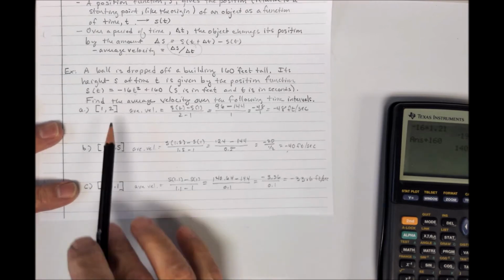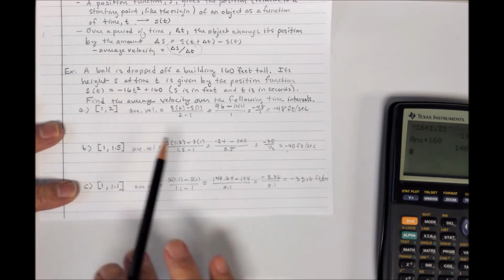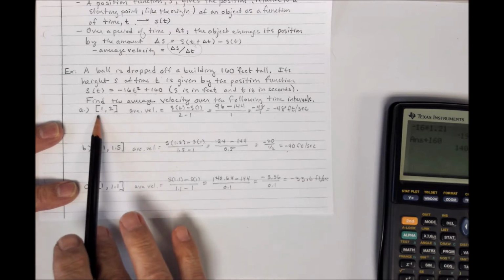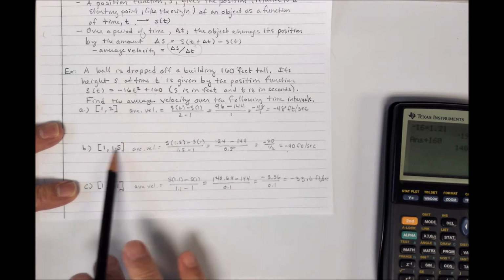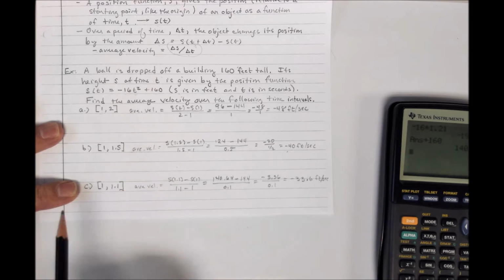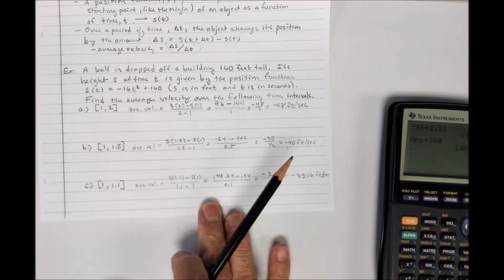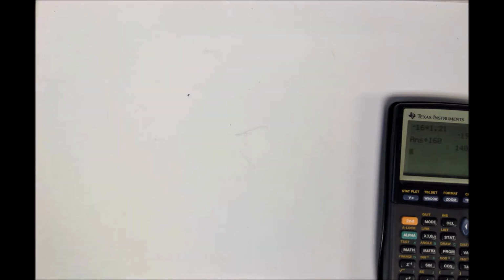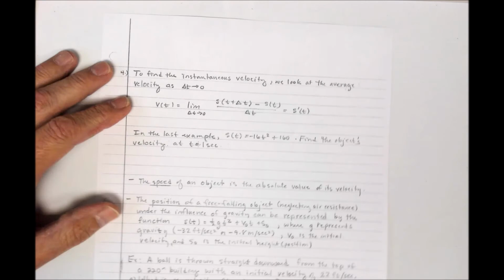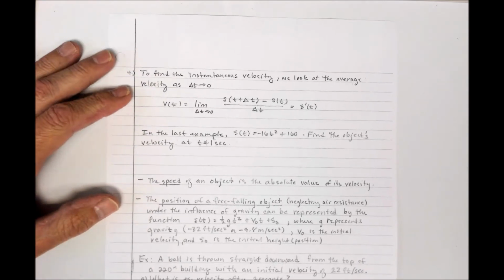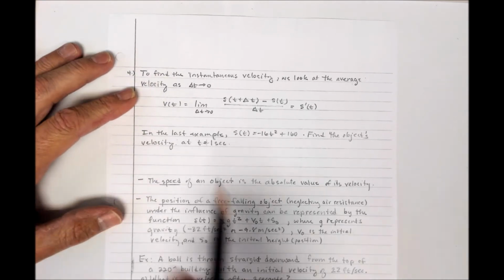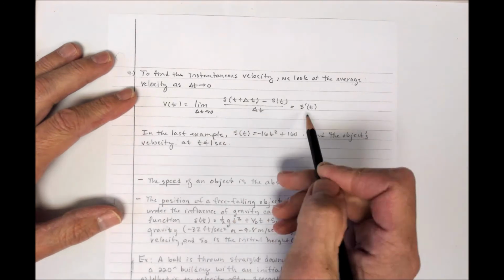Now, I did this on purpose, as you might guess, to go through all this, because I wanted to show you that as the difference in time for the average velocity gets less, if our delta t gets smaller as it approaches 0, would we get to the instantaneous velocity at the instant that the ball is dropped off of the building? Well, that's the idea. That's the plan, Stan. It says find the instantaneous velocity. We look at the average velocity as delta t goes to 0. This is s prime of t.